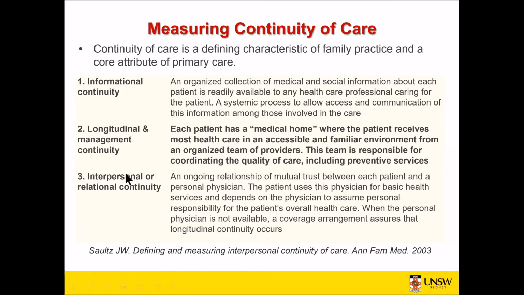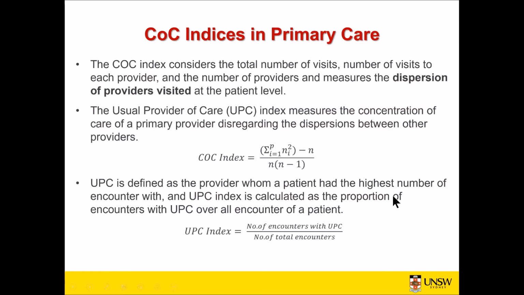Interpersonal or relational continuity is another important one, as mentioned. And there are indexes that we can use to measure that. And Jason will start, and we develop methods of doing that from the literature as well as using the data that we have. So I'll hand over to Jason now to look at the indices and the methods and some of the results that we'll be presenting. Thanks, Jason.